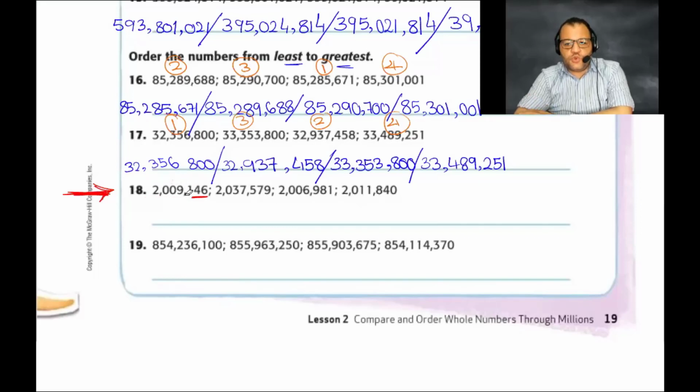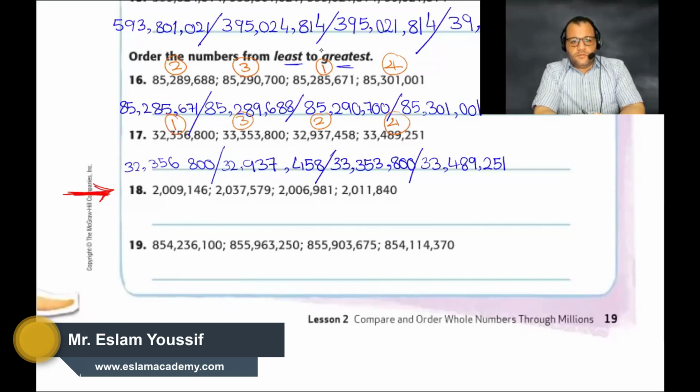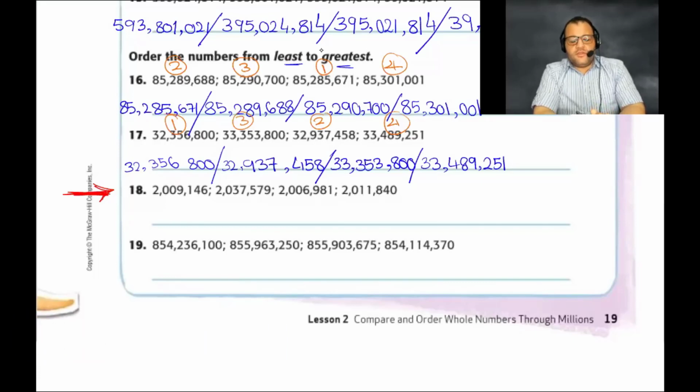I just said how to read the number. Now, put in order which one would be the smallest number. I need to arrange from least to the greatest, from the smallest to the greatest number. So the smallest number will be... What is the smallest number? The first one, the 2,000. That's not 2,000. 2,000,000. That's not the smallest number. 2,009,146, not the smallest number. There is a number smaller than this one. Look at the numbers. We need to find the smallest number. Which one is the smallest one?